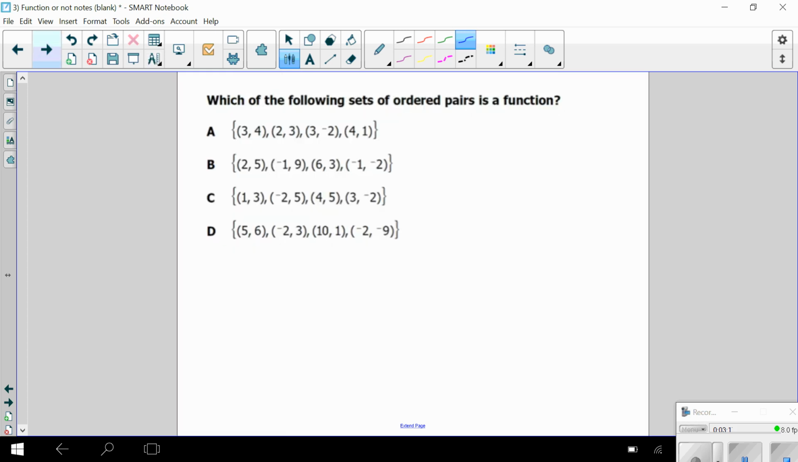Now I'm going to do some examples. If you want to stop the video, these are just some more examples. Which of the following is a function? This first one is not a function because my 3 repeats. The second one is a function because nothing repeats.